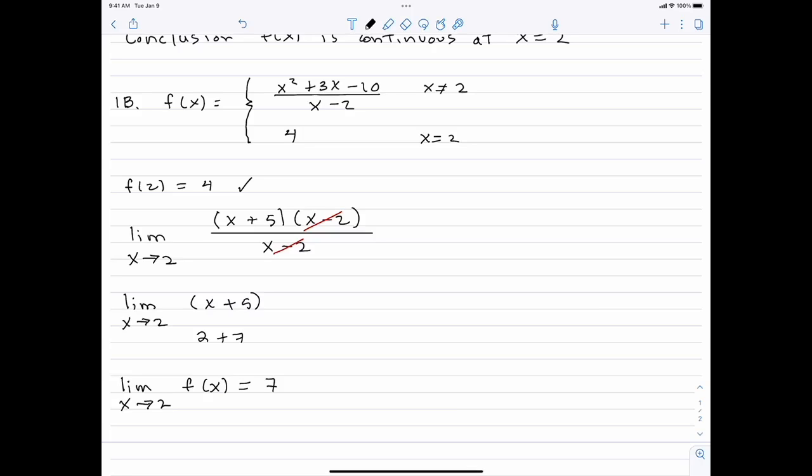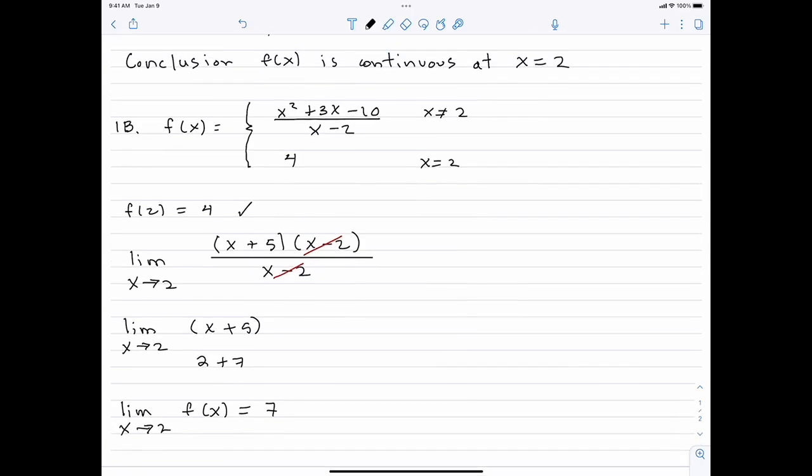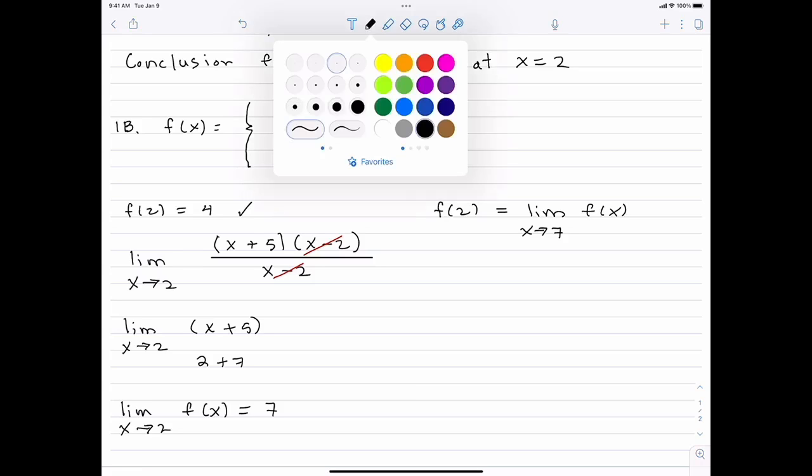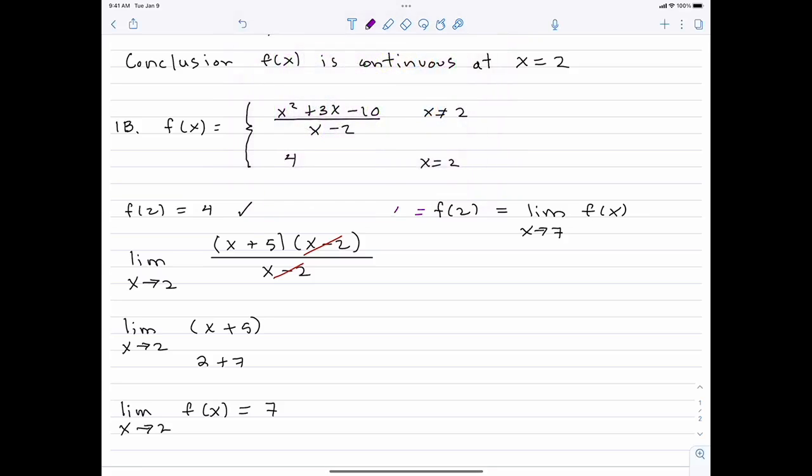Now, that was the conclusion to that part. The question is, does the limit exist? Yes, the limit does exist. It equals 7. So the third part is, does the limit equal the function evaluated at the number? So in other words, is this true? And I think you guys would agree it's not, because, let's squeeze this in, this equals 4. This equals 7. 4 doesn't equal 7. Therefore, the function's not continuous at x equals 2.